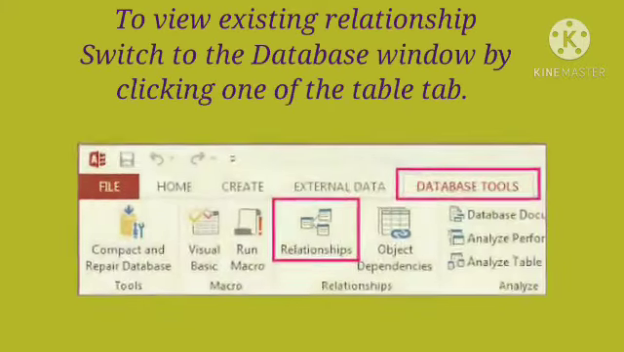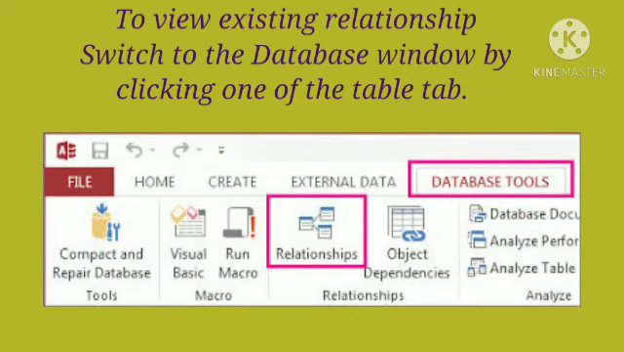To view existing relationships, switch to the Database window by clicking one of the Table tabs. On the Database Tools tab, click on the Relationships button. To view all the relationships defined in the database, click on the Relationships button on the Relationships toolbar. Otherwise, if you want to view only the relationships defined for a particular table, then click on the table and then click on the Show Direct Relationships button on the Relationships toolbar.